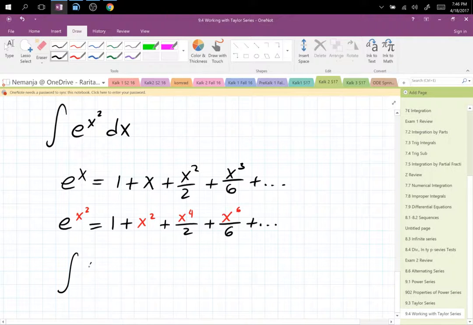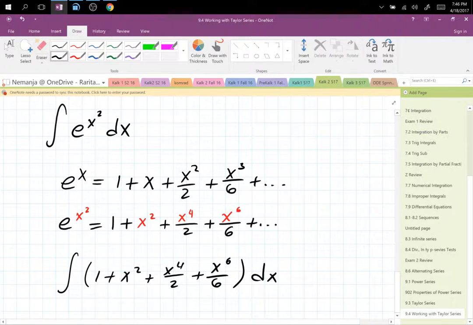So now, what am I integrating? I'm integrating a joke. 1 plus x squared plus x to the 4th over 2 plus x to the 6th over 6. I'm going to cut it off there because we already seen that 4 terms are already good for your error, right? So you turn something you can't do into this joke over here, which is a polynomial, integration of a polynomial. Equals to easy.